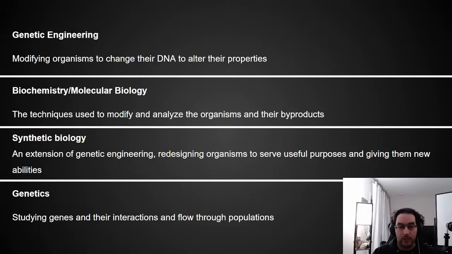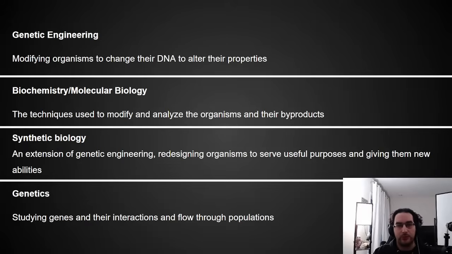Whereas genetics is more just the study of genes and how they interact and how they flow through populations, which frankly I find the most boring. But that's just me. I'm very execution focused. Like I want to see a thing do a thing. I don't really care how it spreads through a population, unless that's the thing I'm trying to do. So this is actually where I got tripped up when I went to university, because I took a program that was genetics. So it was a lot of like population genetics.